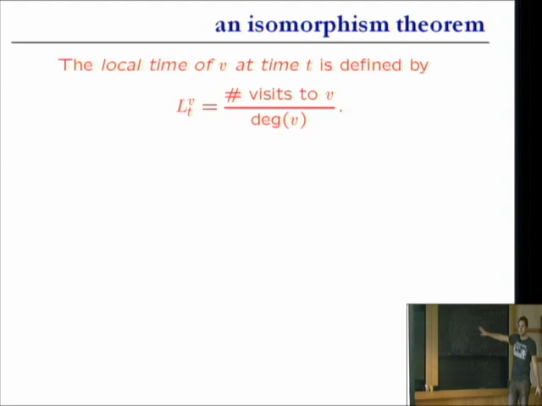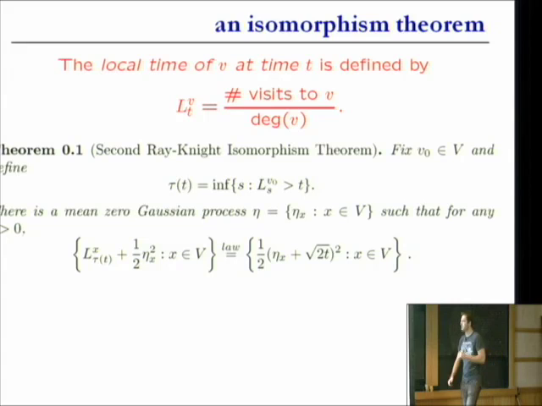So first of all, let me define the local time. The local time of the random walk at a vertex V is basically just what I wrote down before. It's the number of visits to V normalized by the degree at time t. So at time t, it's the number of times I visited V normalized by the degree. Given the local time, I can now state for you the following isomorphism theorem. Okay, so what is the isomorphism?